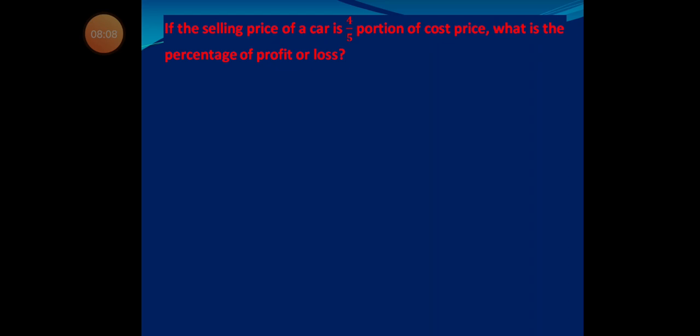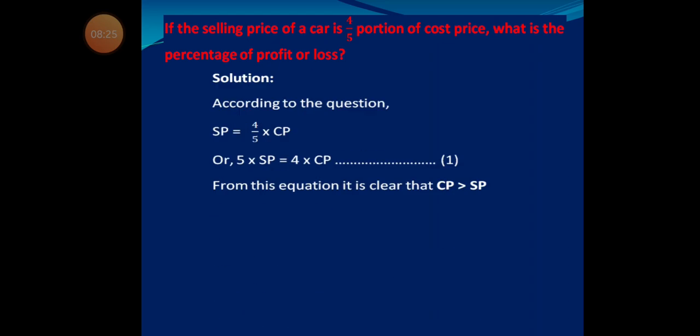Now we will see an interesting problem where none of the selling price or cost price is given, but a relationship between them is given. And the problem is, if the selling price of a car is 4/5 portion of cost price, what is the percentage of profit or loss? Well, according to the question, selling price equals 4/5 of cost price. That is 5 times the selling price equals 4 times the cost price. That means we need to multiply the selling price by 5 to be equal to 4 times the cost price.